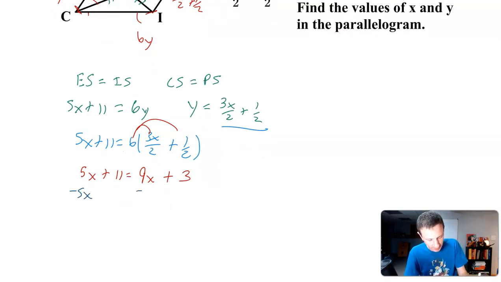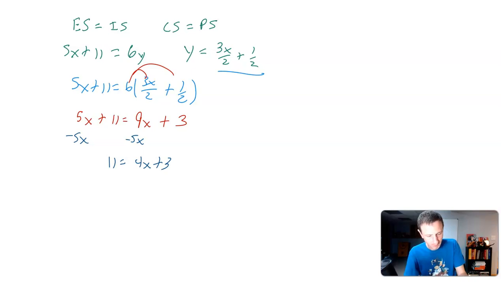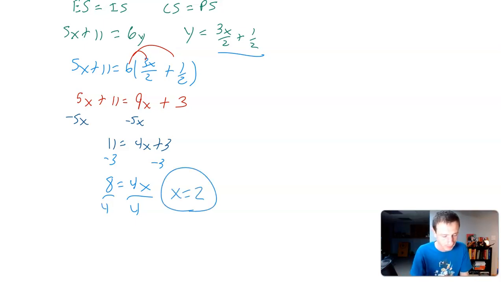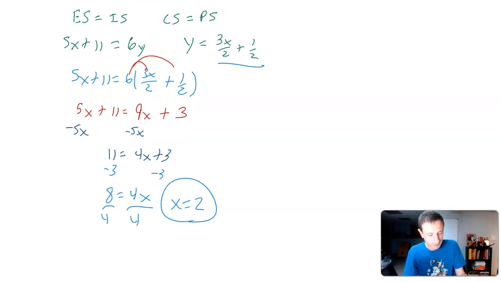Then I'm going to subtract 5x. So I get 11 equals 4x plus 3. I'm going to subtract 3. 11 minus 3 is 8. So I get 8 equals 4x, divided by 4. x equals 2. All right, cool. We have an x value. That works nicely. So now I just have to get a y value.